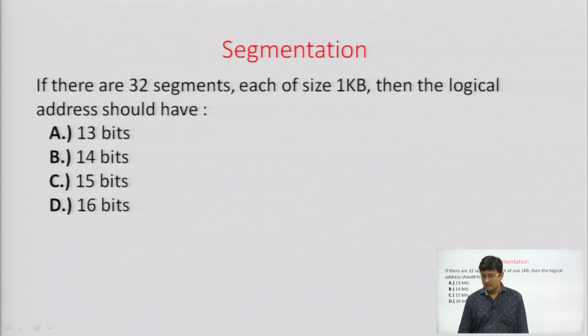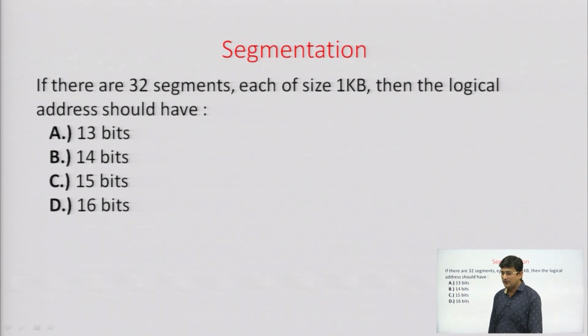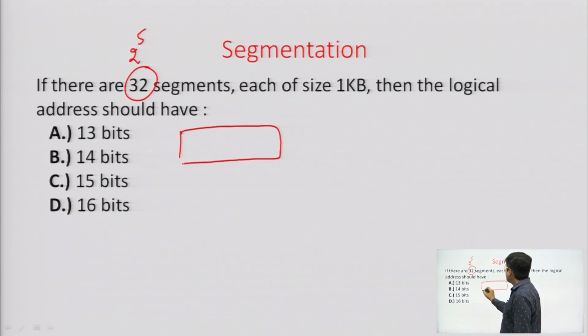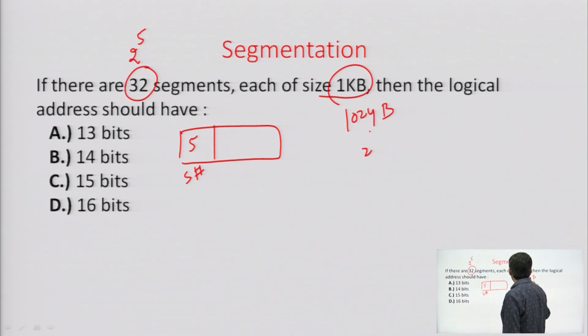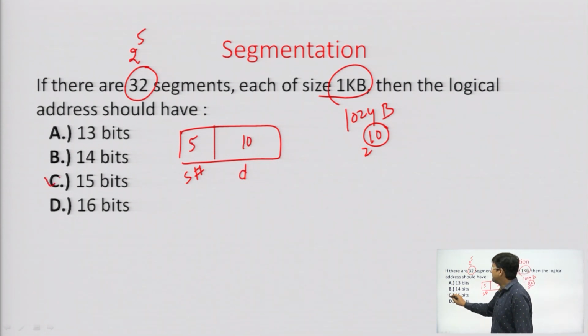If there are 32 segments, each of size 1 KB, what should the logical address be? There are 32 segments, so it can be represented as 2 raised to the power 5. So 5 bits are needed for the segment number. The size of the segment is 1 KB, which means 1024 bytes, which is 2 raised to the power 10. So 10 bits will be required for the offset. The total bits will be 15.